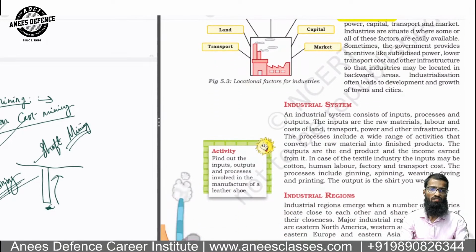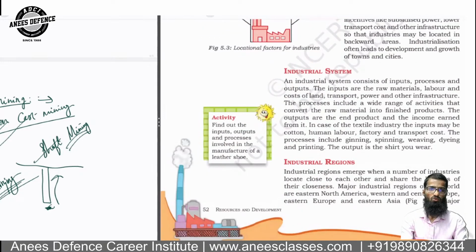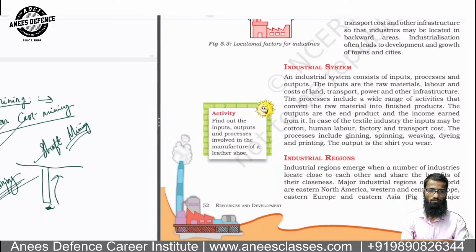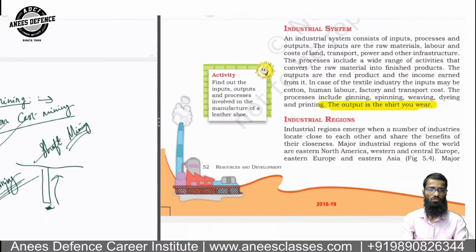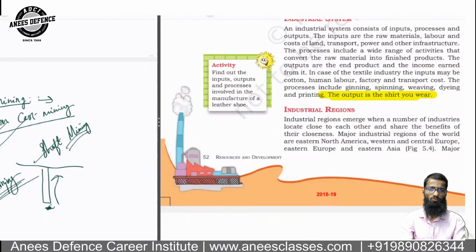Then you have the industrial system, which consists of inputs, processes and outputs. Inputs are the raw materials, labor, cost of land, transport, power, infrastructure. The processes include a wide range of activities, right? And output is the final product. For example, the input is cotton, and the output is the shirt you wear. Now we understood what is input and what is output. The raw material is input and the final product is output. It's as simple as that. The processes, like spinning, weaving, dyeing, printing, everything will be included in the processes.